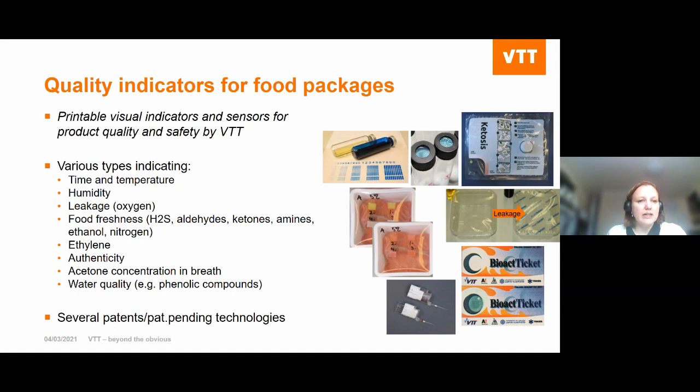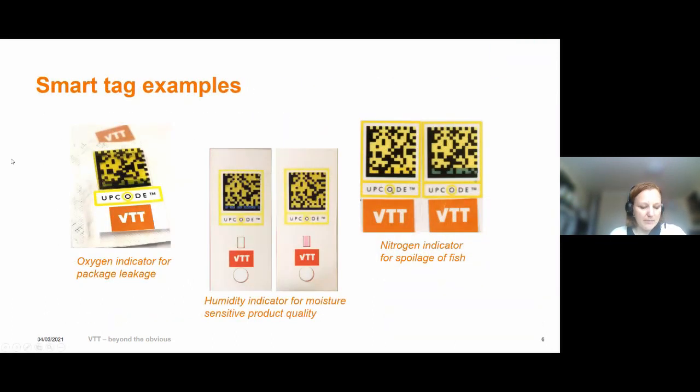And if we use printing technologies to make these indicators, we can use these indicators as inks then and integrate them easily with 2D barcodes. And at VTT, for example, we have developed several printable indicator technologies as listed here in this slide. And here are some examples of how we have integrated these indicators into smart tags.